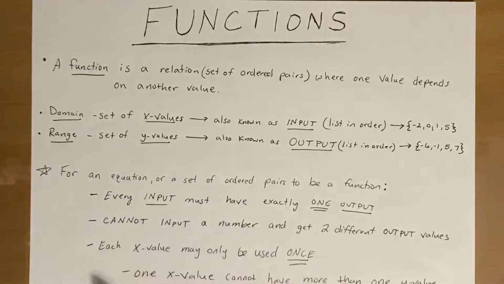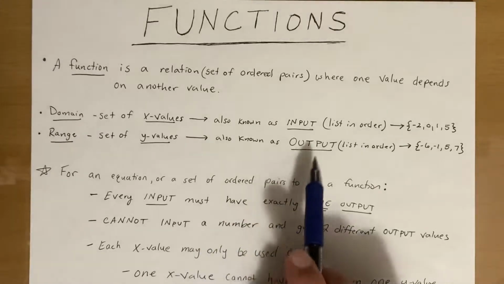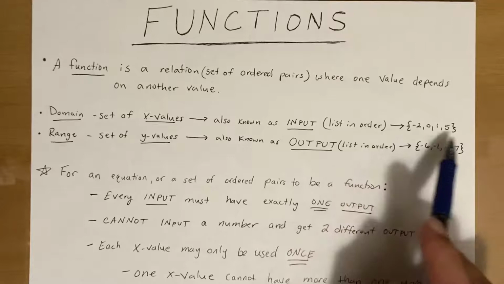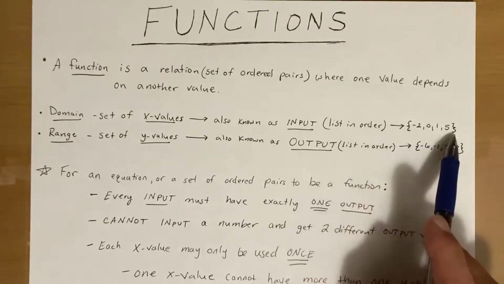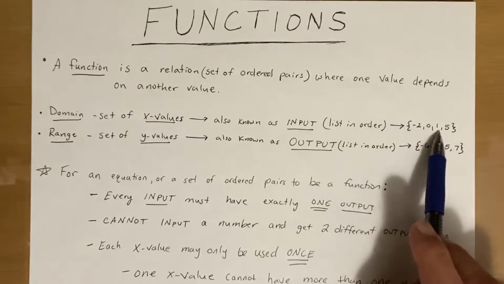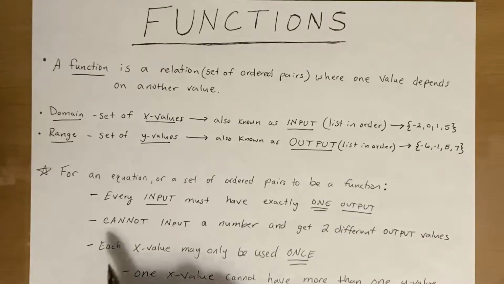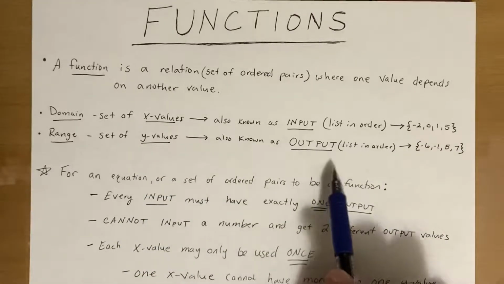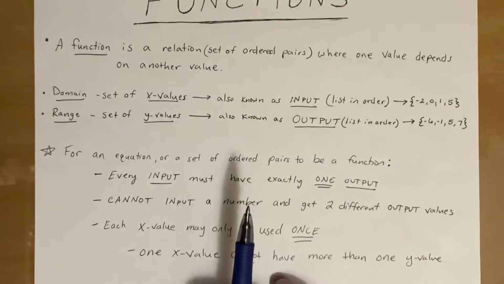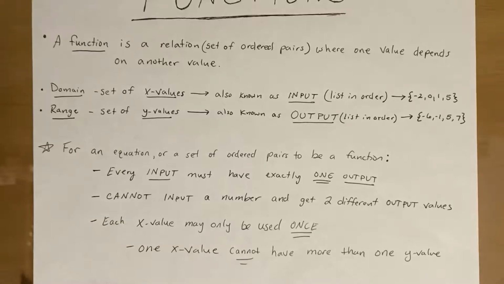Whenever we look at a function, we're going to list our domain or our x values or our input in order from least to greatest inside of braces. These are called braces. Okay, so notice we have -2, 0, 1, 5. Those are in order from least to greatest. We also want to list our range or our output in order from least to greatest. Okay, a couple of more points down here, and then we'll look at some examples.